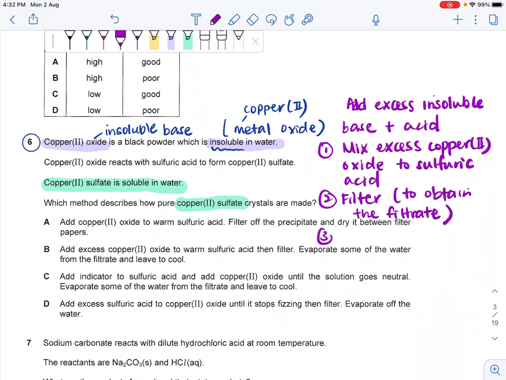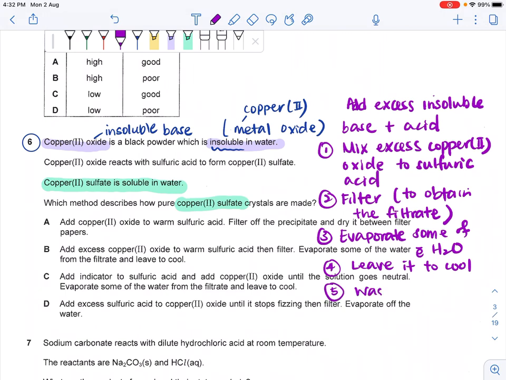Okay, after that you evaporate most of the water, and you can get crystals by leaving it to cool. What we do next is we wash with cold deionized water, because you don't want to dissolve the salt back into solution. So we use a cold solution just to clean the surface, and dry with filter paper.